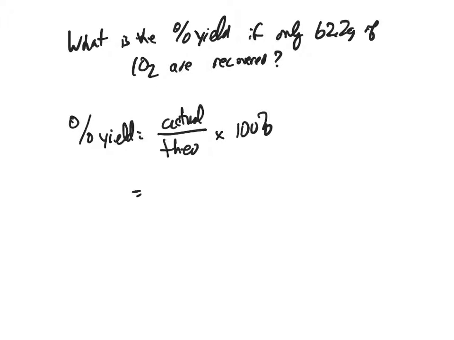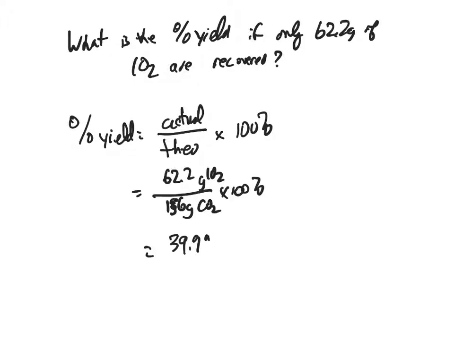So our theoretical yield of carbon dioxide was 156 grams. We said that we only recovered 62.2 grams. We'll multiply that by 100%. So 62.2 divided by 156 times 100 will give us 39.9% yield.